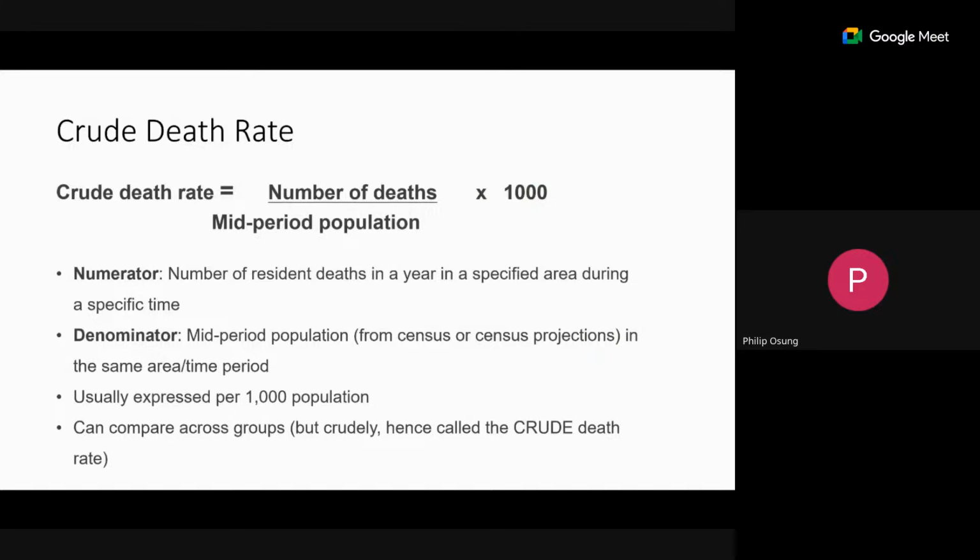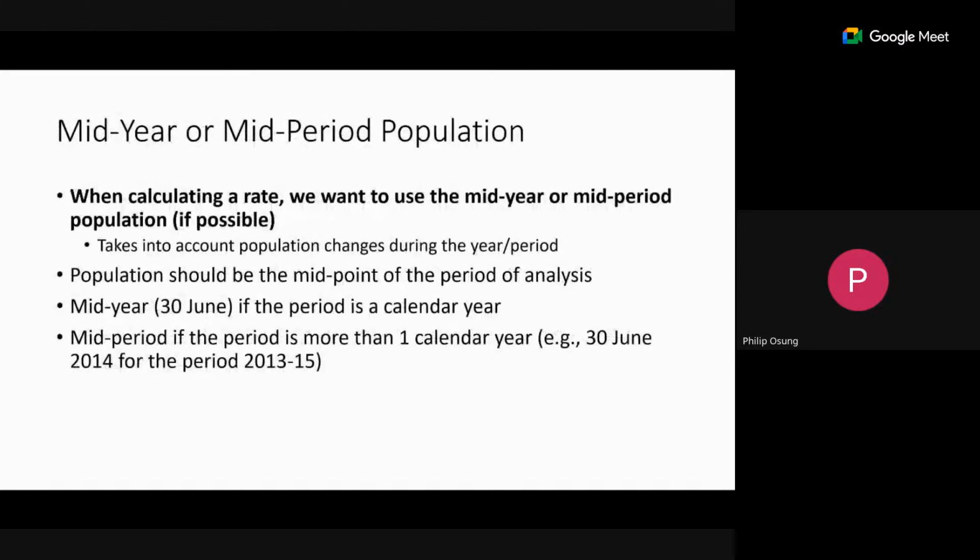But then you can have the crude death rate. One of the most common is the number of deaths in the population over the number of resident deaths in a year, and the denominator is the mid-period population, either from the census or projection. Usually you take the mid-period population because you'd like to capture some of the changes that may have occurred within the population for that particular year. This is why we use the mid-year population, usually the population as at June 30. But if it's a multi-year period, you would use the middle of the period.